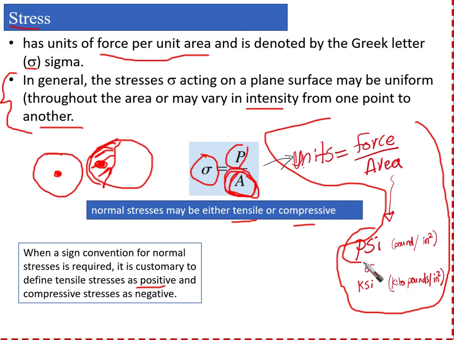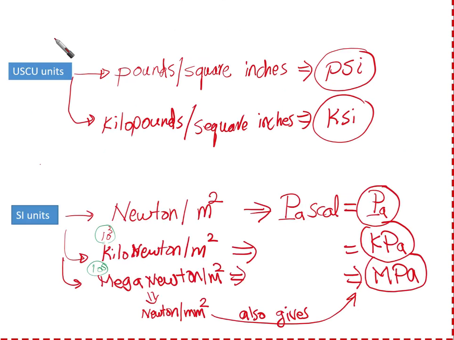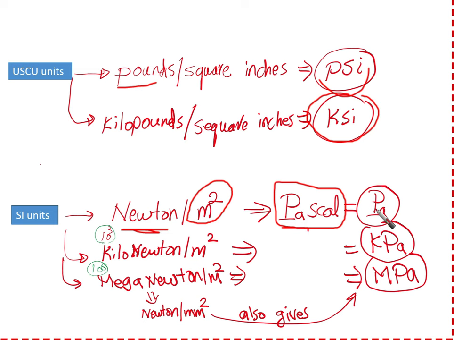So we have United States customary units and the international units, as I'm going to show in the next slide. For US customary units, we commonly use pounds per square inch, PSI, or kilopounds per square inch, commonly denoted as KSI. For System International units, we use Newton for force, so force over meters squared, the area, is going to be Pascal, denoted as Pa.